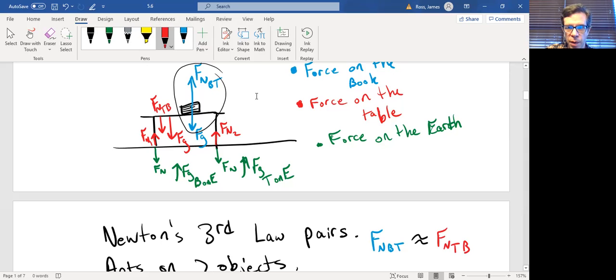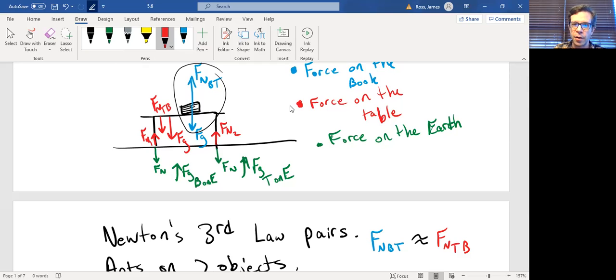And I've gotten my labeling backwards. On the book due to the table, and on the table due to the book. Sorry. I'm trying to be consistent with the way that your book does it, and I prefer the other way. So I'll try to be consistent. Your book does on the object due to the other, right? No, it does due to on the, yeah.